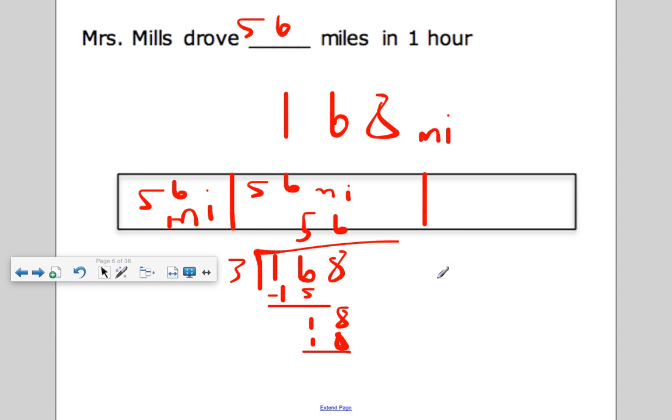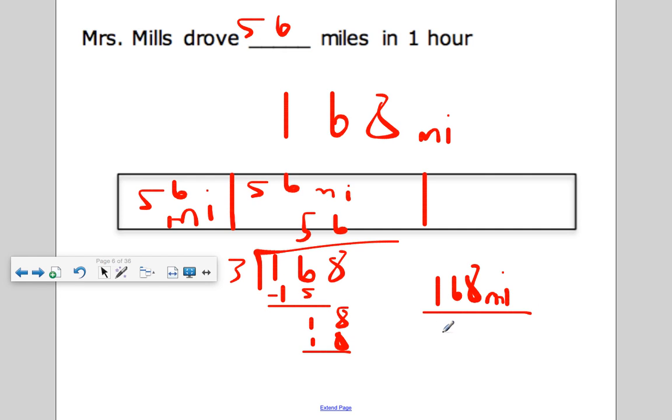Not bad. So what if you do not like using the bar model? You may prefer setting it up as a proportion, which we have not learned yet. But this is a proportion. It's when two ratios are equivalent to each other.